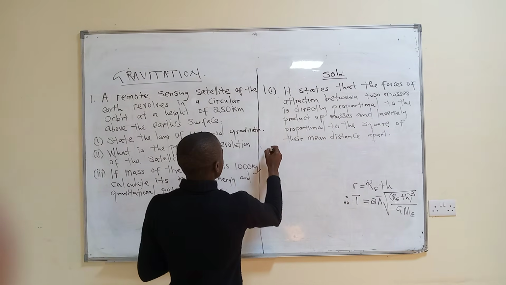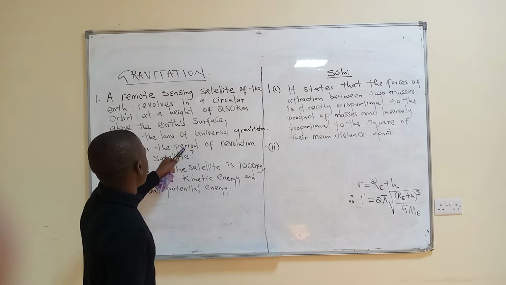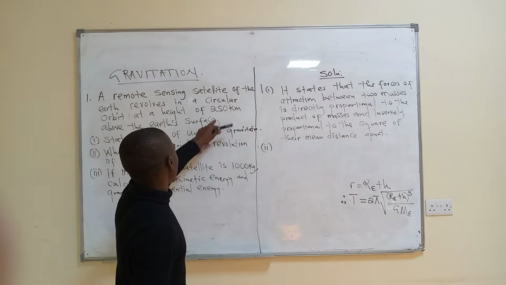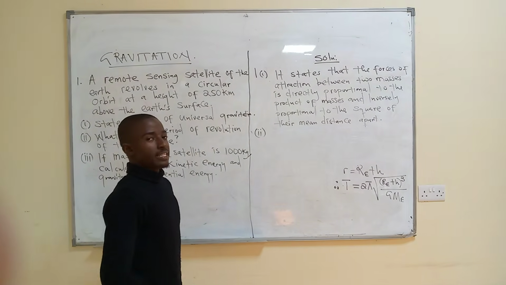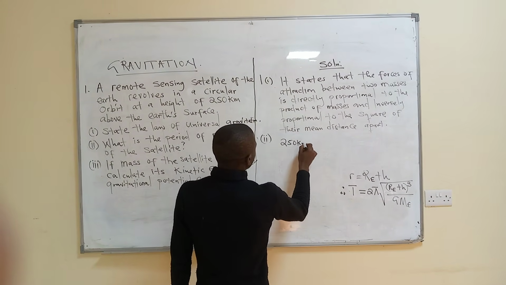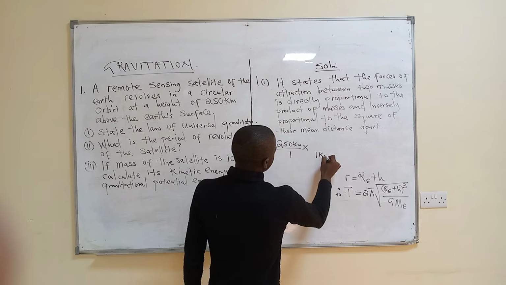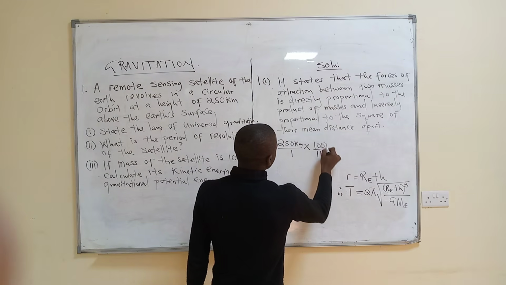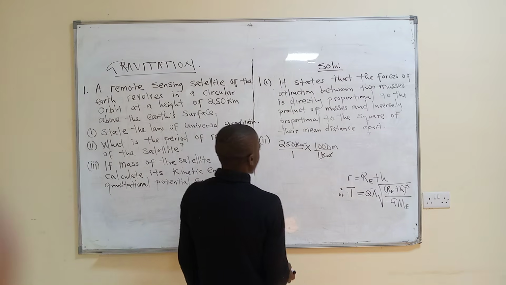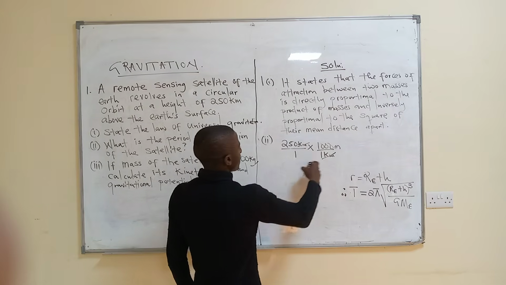So, question 2, we are being taught to calculate what? The period, which is given by this formula. Now, we need to convert this height into meters. So, 250 kilometers over 1 multiplied by 1 kilometer is equivalent to 1,000 meters. So that and that are going to cancel each other. What are you going to obtain if you multiply 250 times 1000?